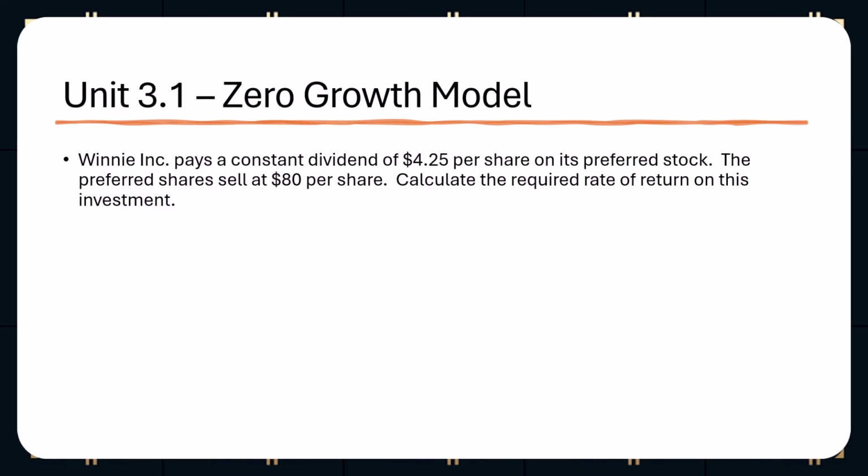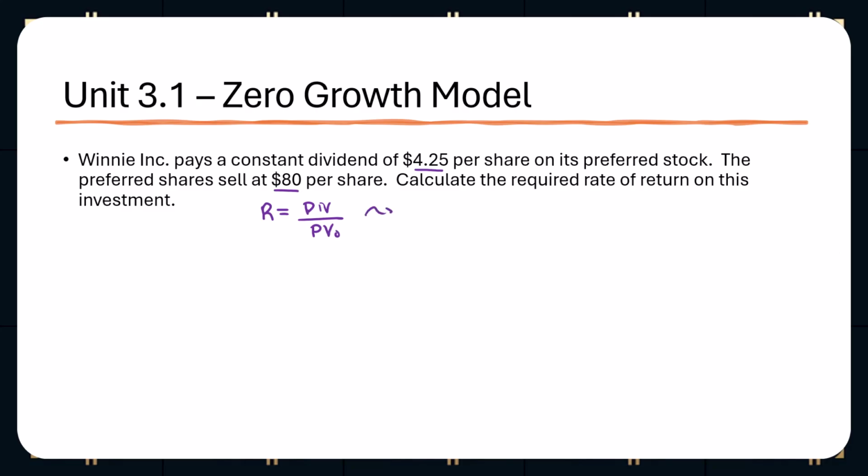Winnie Inc. pays a constant dividend of $4.25 per share on its preferred stock. The preferred shares sell for $80 per share. Calculate the required rate of return on the investment. To do this, we'll just rearrange the formula and simply take the dividend and divide it by the price.